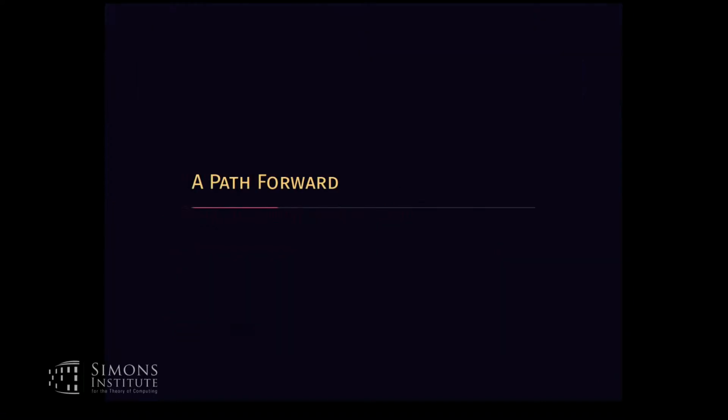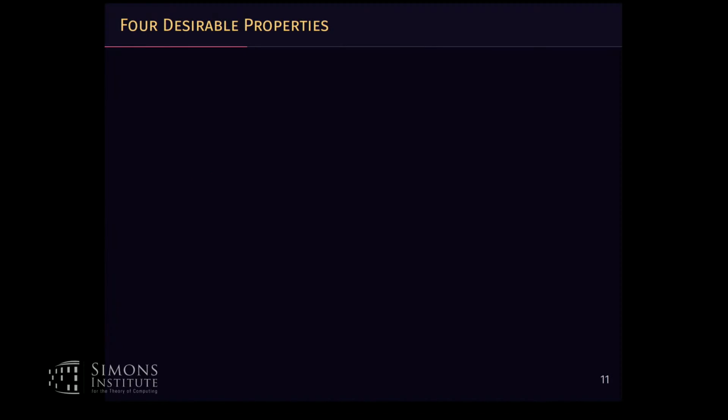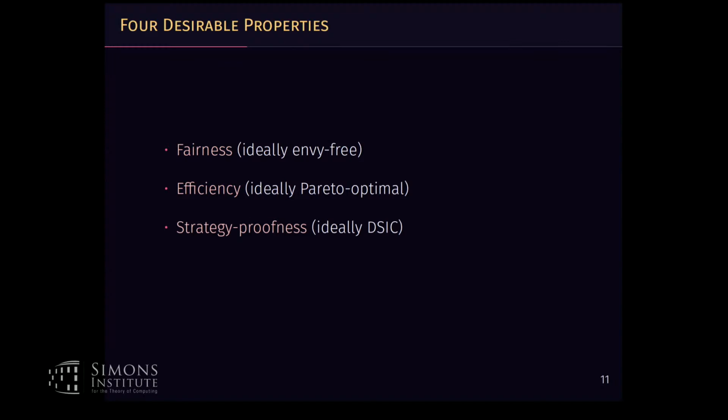Okay, so that was a lot of bad news. But I think in research, bad news is always good news, because if something is impossible, then it opens a new direction for interesting research. And I think in this case, the path forward is that we need to go back to cardinal matching markets and look at the properties that we want to have. There are 4 properties that we want from mechanisms in general. We want things to be fair, ideally envy-free in this setting. We want efficiency, ideally Pareto optimality. We want strategy-proofness, ideally DSIC. And as a computer scientist, I want polynomial time. I want a mechanism that you can actually implement.